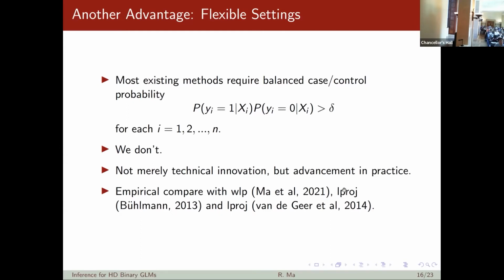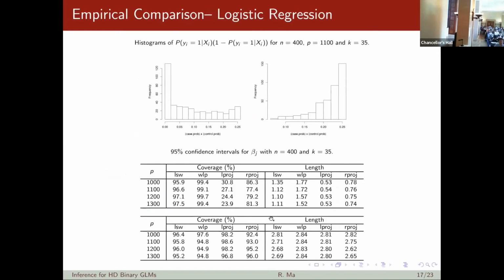Sorry, this should be our proposal. We consider 2 settings. We consider 95% confidence intervals for a single regression coefficient beta j. The first setting is that a significant number of samples have the product of their probabilities very close to 0, so that the balanced case control probability condition is violated. And in the second case, that condition is satisfied. The product is bounded away from 0 for most of the cases.